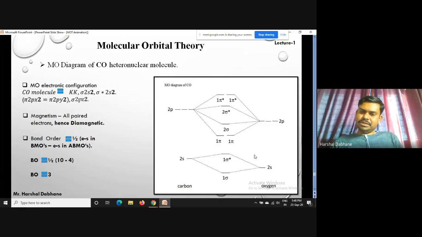By the combination of these two, we get what here? This is an incorrect indication; it should be sigma 2s, sigma star 2s here. This one is the p orbital: px, py, pz, having degenerate orbitals. They can combine and form 6 molecular orbitals, 3 bonding and 3 non-bonding orbitals.